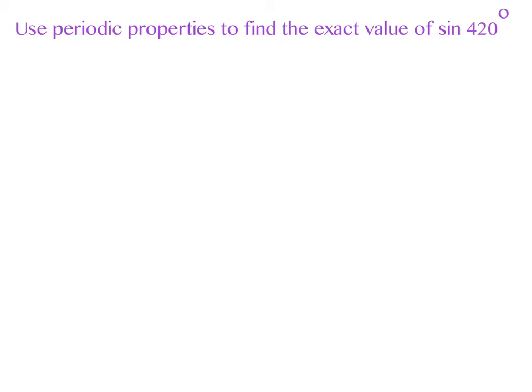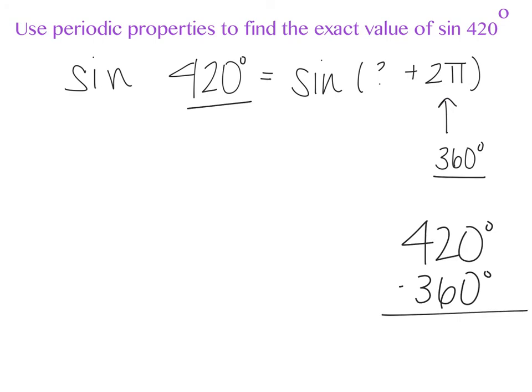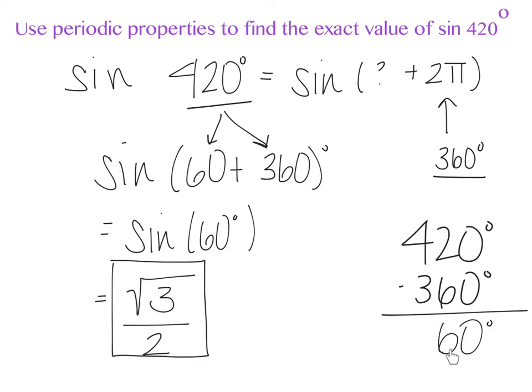So let's use periodic properties to find the exact value of sine 420. I know 420 is greater than 360, so what I need to do is find the difference between 420 degrees and 360 degrees. And so if I know the difference is 60, that means that sine of 420 is the same as sine of 60 plus 360, or 2 pi. And I know from the previous slide that that's the same as saying sine of 60, because the period is 2 pi. If I add it on, it's the same value. And sine of 60 degrees is radical 3 over 2.